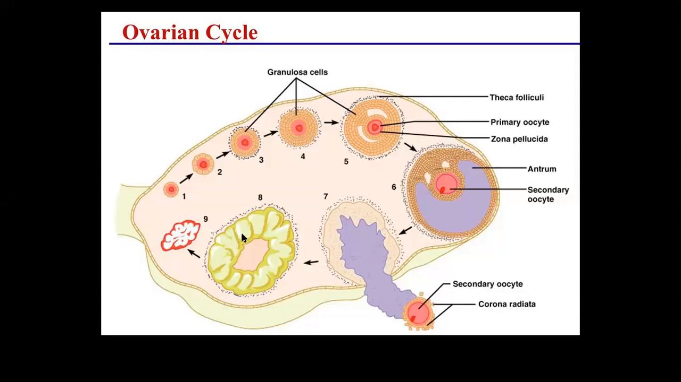If there is no fertilization, what will happen? This corpus luteum regresses after 7 to 8 days, because menstruation happens on the 14th day after that. It slowly regresses and becomes a white-colored body. This is called the corpus albicans. Albicans means white color. So it becomes corpus albicans.